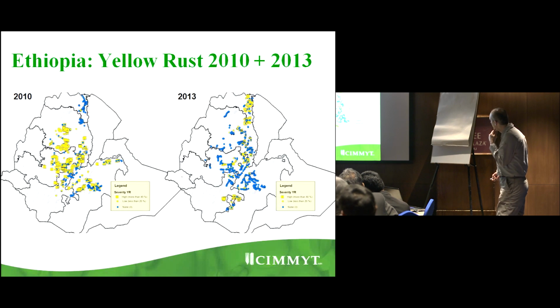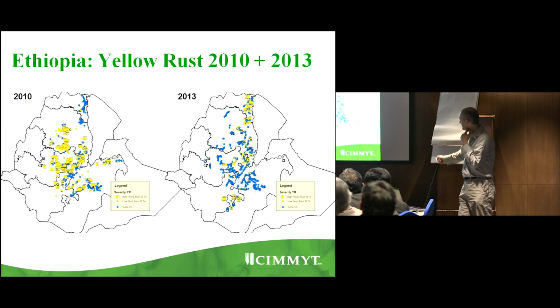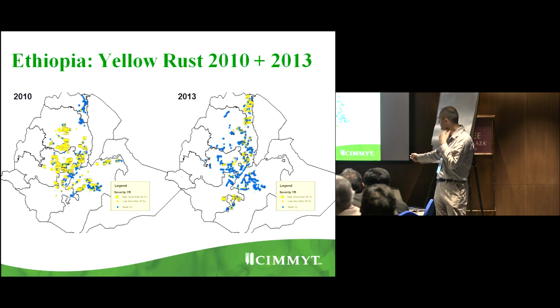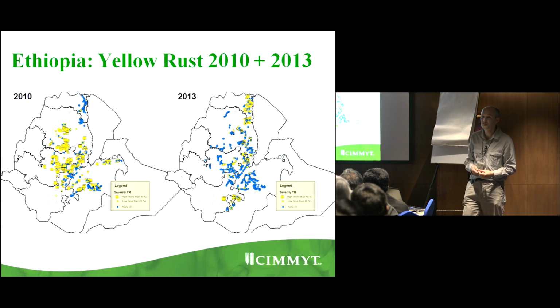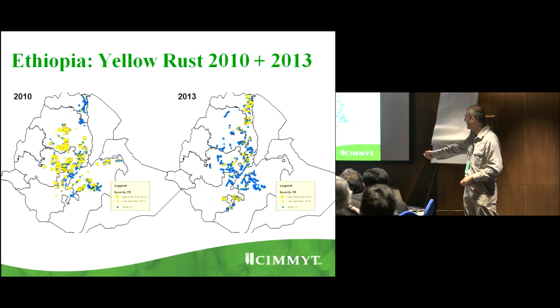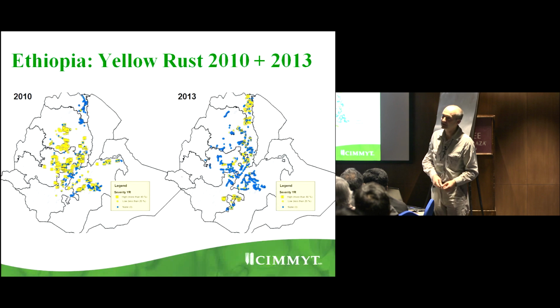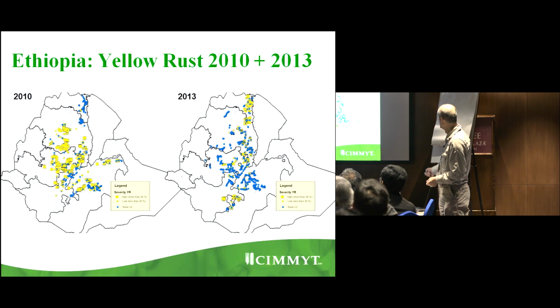So just a few examples. This one is of change between years. This is survey data from Ethiopia, two years, 2010. This is one of our worst stripe rust epidemics in recent history in Ethiopia. So you can see here, all of this area, 600,000 hectares were affected by stripe rust in this epidemic. It was a really big epidemic.